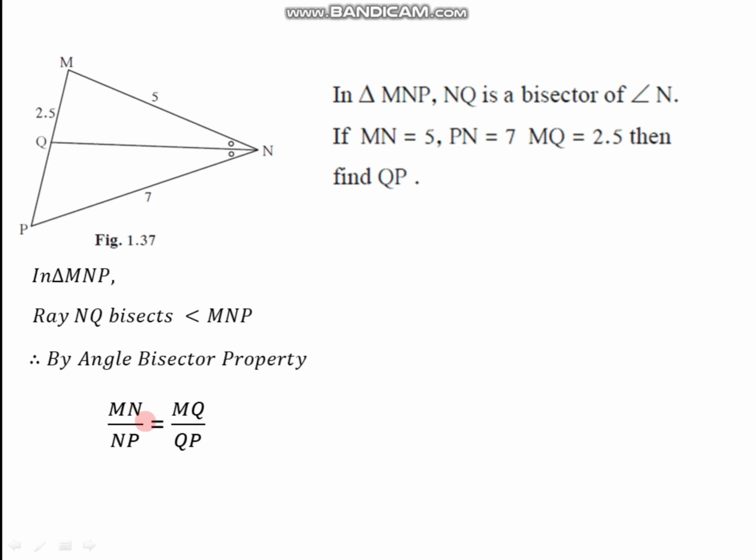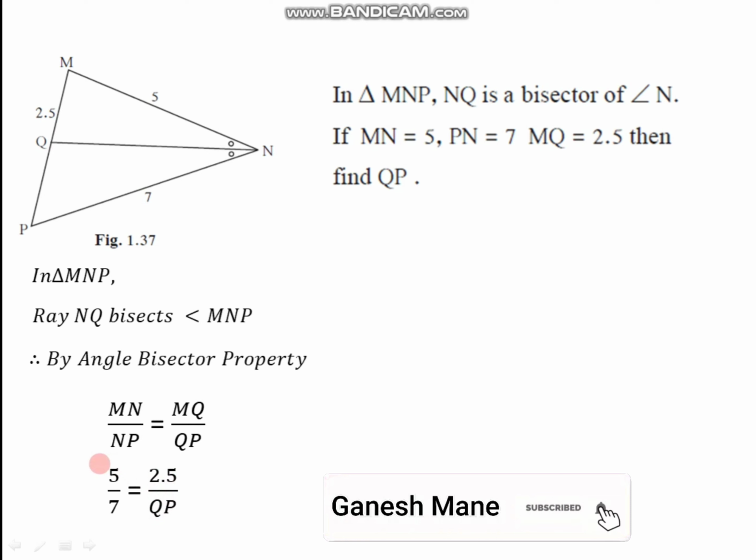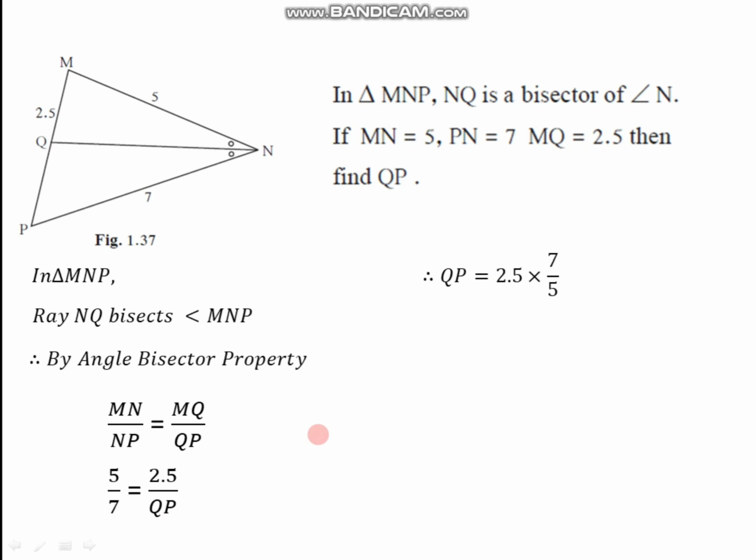Now we have three values out of four. The length of MN is 5, so we replace MN by 5. NP is 7. MQ is 2.5 divided by QP that we have to find. If we take QP to the left hand side, it will be in the numerator. QP is equal to 2.5 on the right hand side as it is. If we take 5 by 7 to the right hand side, it will be its reciprocal, that is 7 by 5. Now if we simplify, QP is equal to 7 divided by 2 because 2.5 into 2 is 5. Now if we divide 7 by 2, we get 3.5. So the length of segment QP is 3.5.